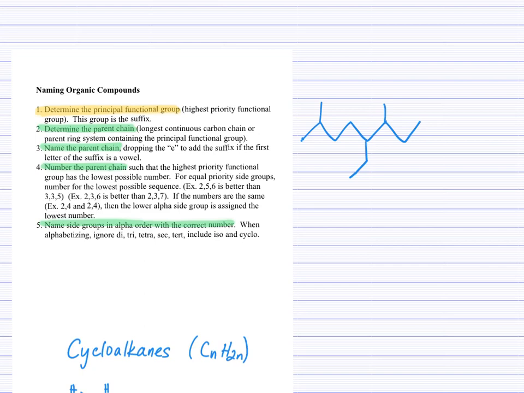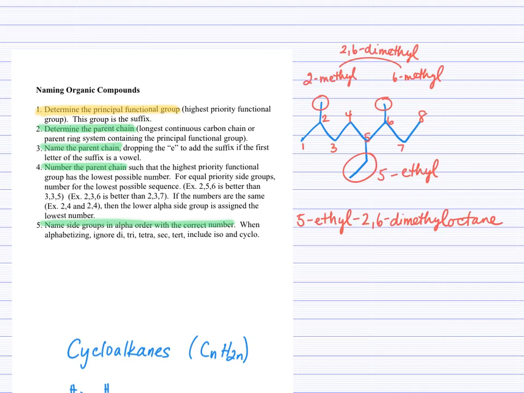Okay, last example here. Hopefully you'll pause the video and copy it down before you check out the answer. Okay, so numbering from left to right gave me side groups off of carbons 2, 5, and 6. And if I numbered from right to left, then I would have had the first side group coming off of carbon 3. So since 2 was lower than 3, I chose left to right. So 8 carbons in the parent chain, there's my octane. I see I have a methyl off of 2 and 6 and a 2 carbon side group, so ethyl off of carbon 5.